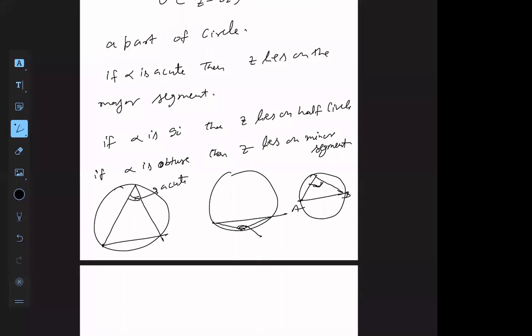This is obtuse, and this one is 90 degree. If alpha is 90 degree, then z lies on half circle. If alpha is obtuse, then z lies on minor segment.